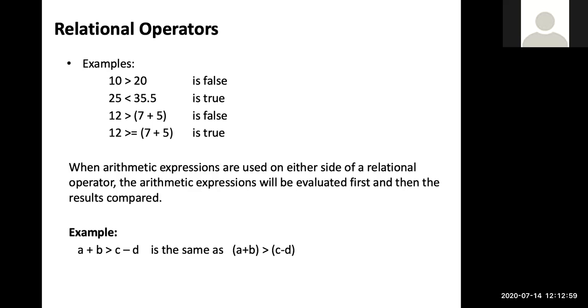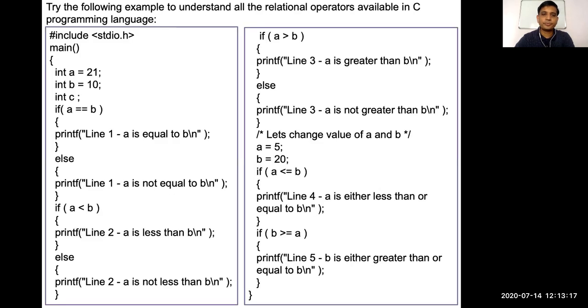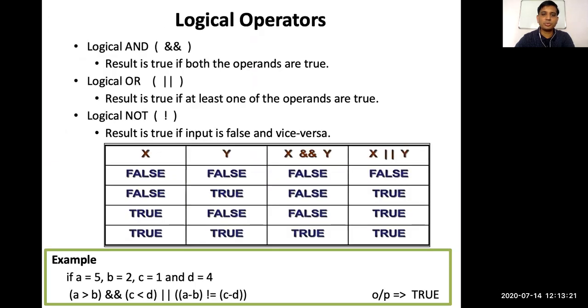So here some examples are given. 10 greater than 20, yes, it is false. 20 less than 30.5, it is true. 12 is greater than 7 plus 5, false. Greater than or equal to, yes, it is true. Okay, these are some examples. When we start the if else, we are going to see these relational operators.